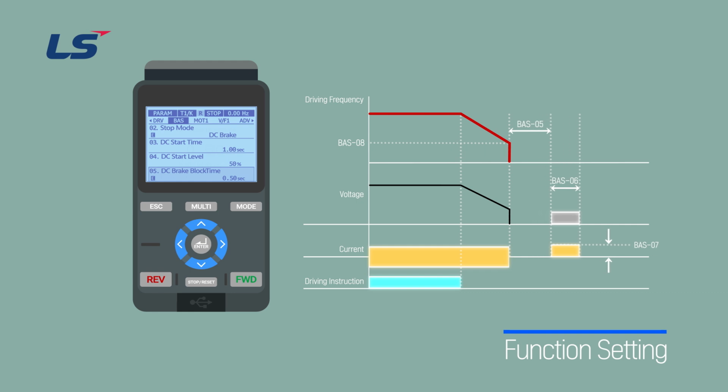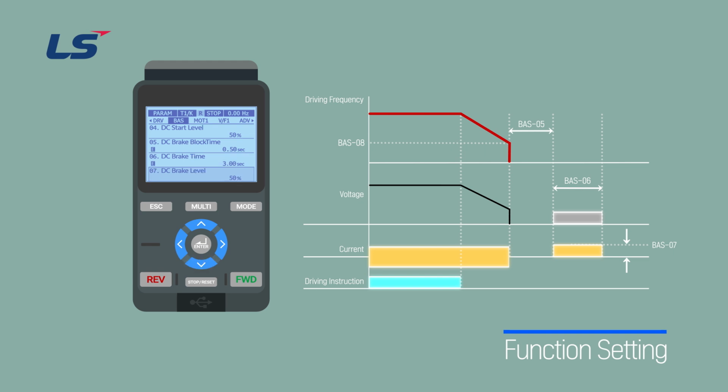The AC drive output block time can be set from 0 to 60 seconds depending on the condition of the machinery. In BAS Group 6 DC brake time, pressing the Enter key will display the screen to set the time. Use the arrow keys to set the time and press the Enter key to complete the setting. The DC voltage supply time can be set from 0 to 60 seconds depending on the equipment condition.